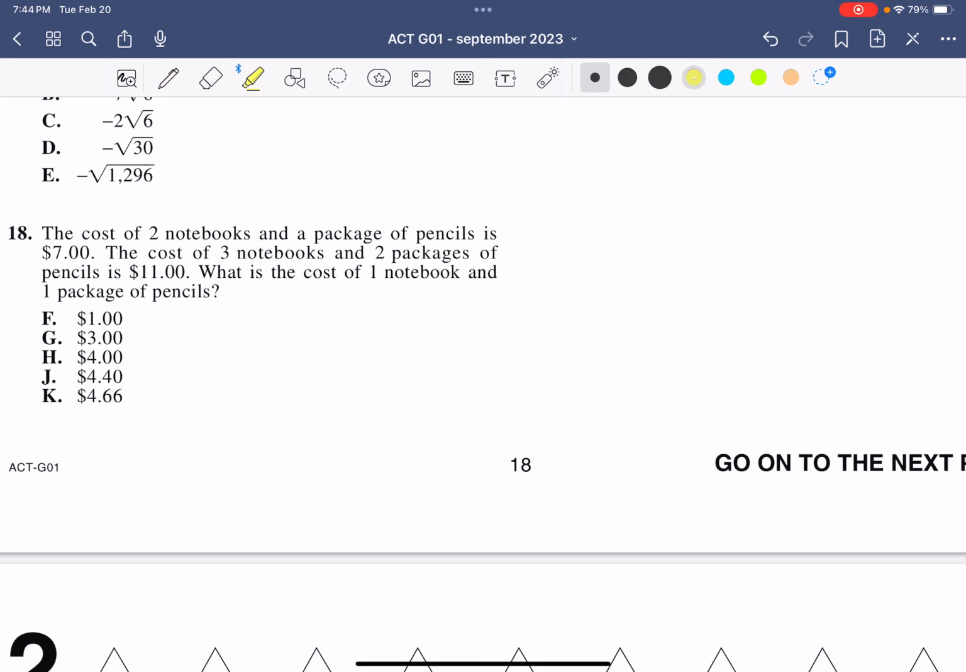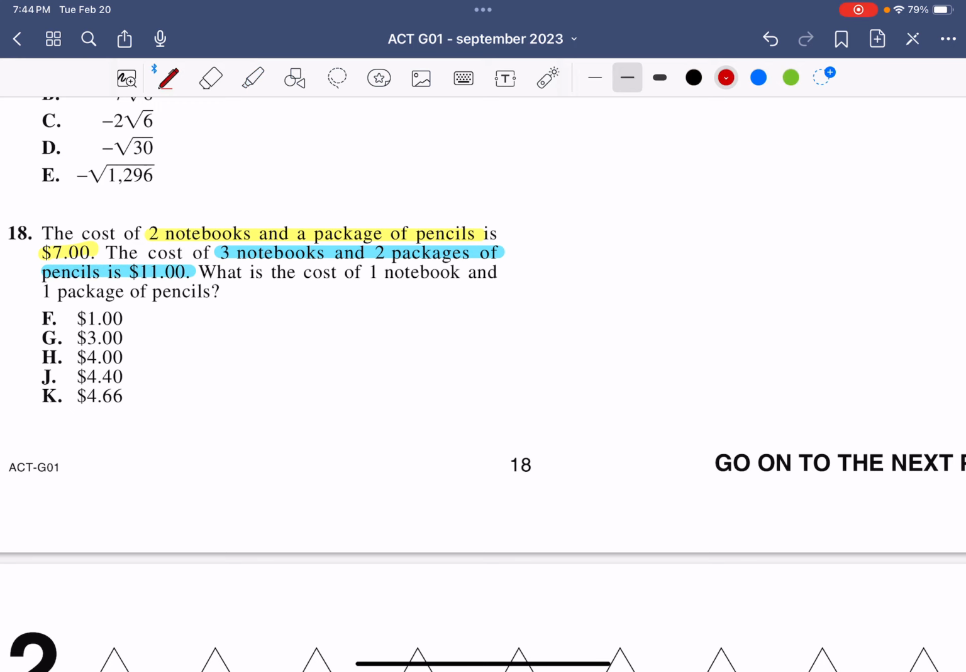So what they're really giving us here is a system of linear equations. They're giving us one equation of 2 notebooks plus 1 package of pencils, and that is equal to $7. And in the second equation, they're saying we have 3 notebooks and 2 packages of pencils, and that's $11.